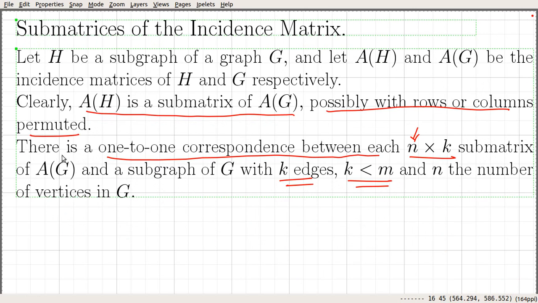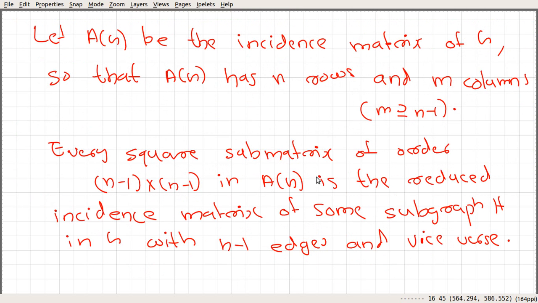So we saw that there is a one-to-one correspondence between each n by k submatrix of AG and a subgraph of G with k less than m edges. So that says every square submatrix of order n minus 1 by n minus 1 in the incident matrix of G is the reduced incident matrix of some subgraph H in G with n minus 1 edges and vice versa. So here we have this square matrix.